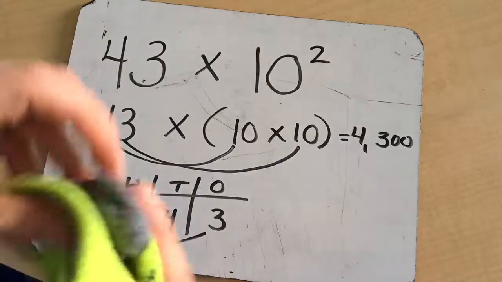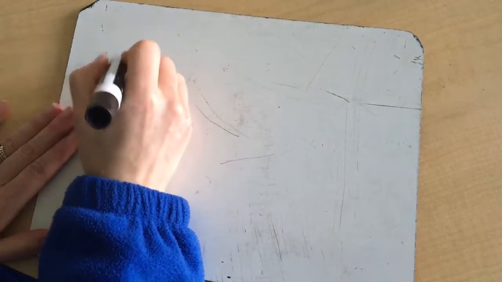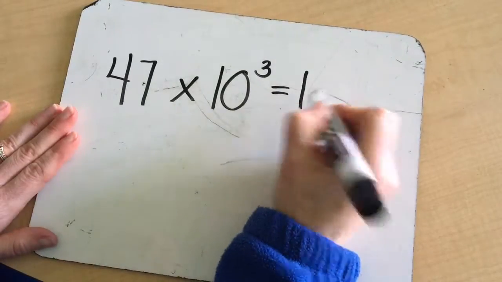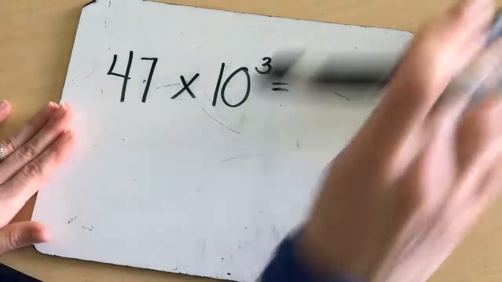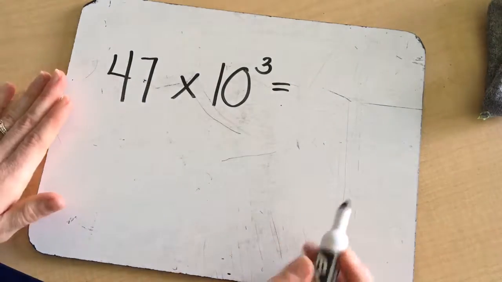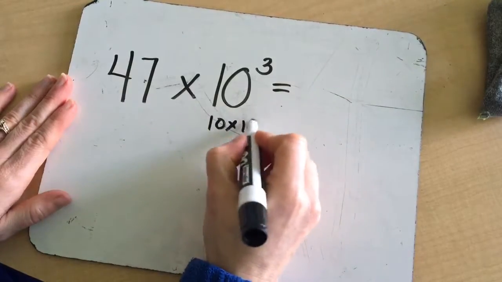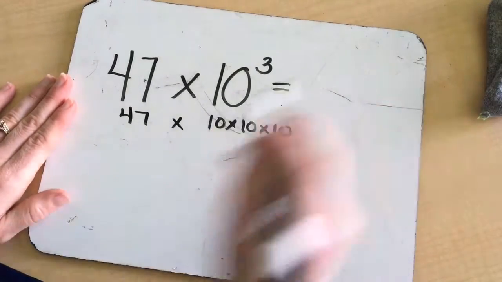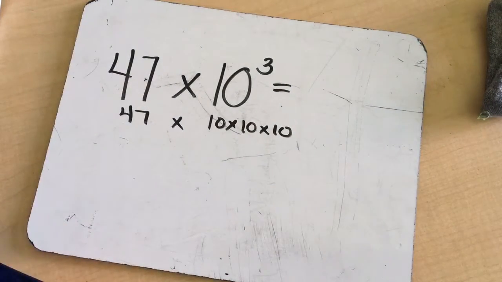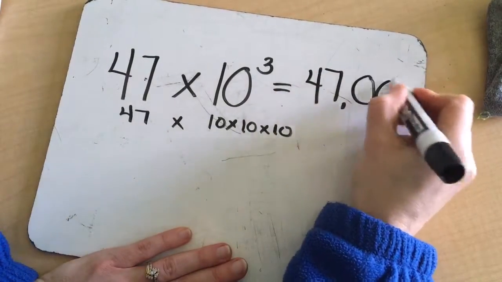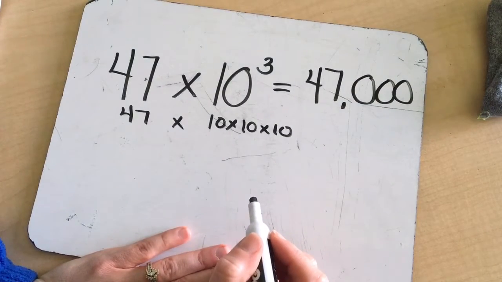All right, let's go ahead and do a practice one. Let's imagine we have 47 times 10 to the third. Go ahead and pause and tell me what the answer would be. All right, hopefully you figured out that this is 10 times 10 times 10, and you're just doing 47 times it. How many of you came up with 47,000? Because it's 47 and my 3 tens. 47,000.